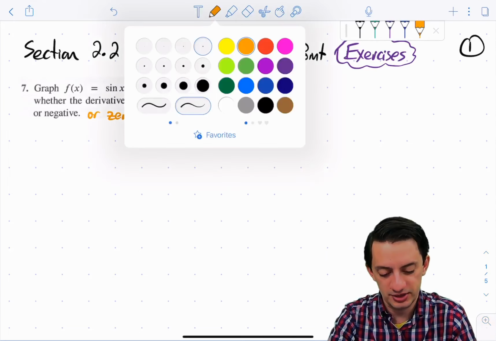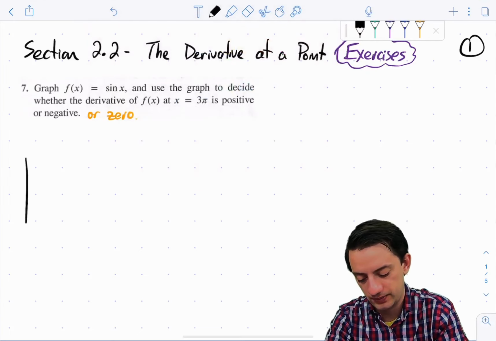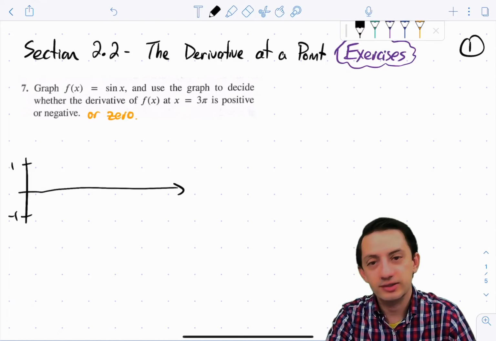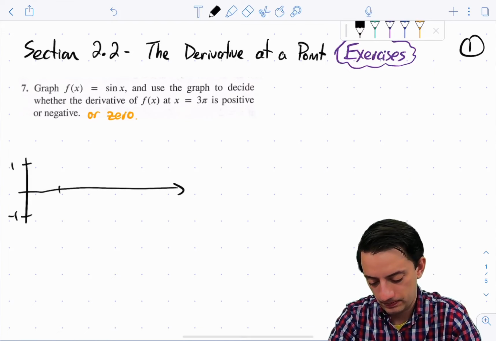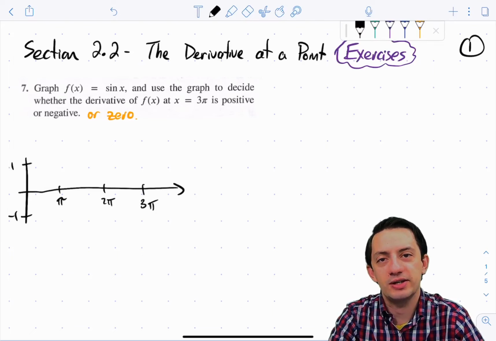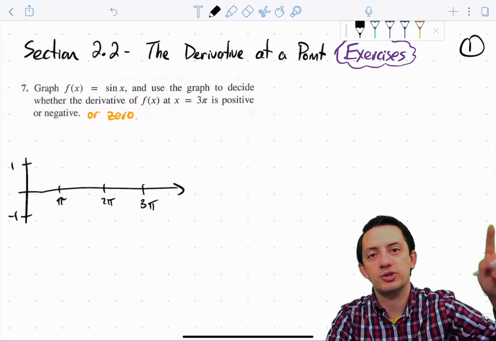We don't need to graph this in Desmos because we know what sine looks like. Let's do a little bit of a graph here. We're just going to graph to the right of x equals 0. Let's mark pi, 2 pi, and 3 pi. That's where we're headed. So what we know about sine is it starts at 0 and it goes up to 1 and down and so on.